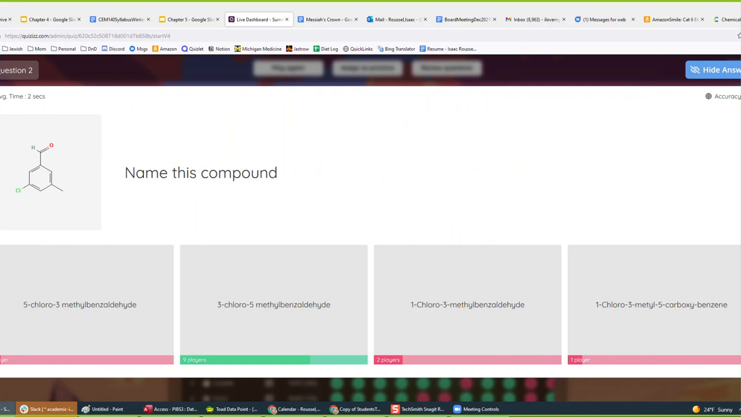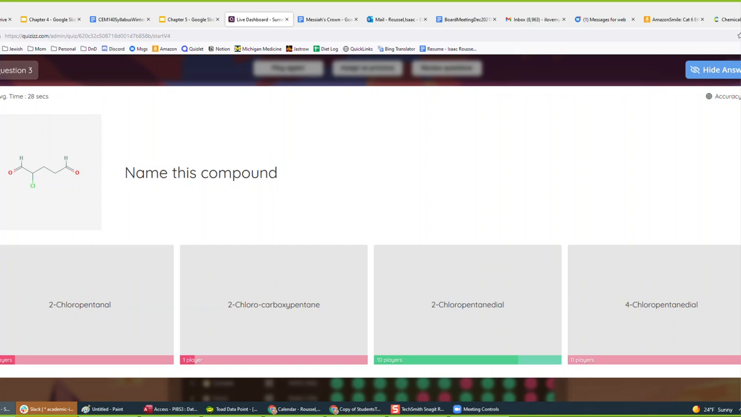Second question, name that compound. Most of you got it right. Your number 1 is always going to be on this aldehyde group. And it's a benzene ring, so it's a benzaldehyde. And then we're going to go 1, 2, 3, 4, 5. So 3-chloro-5-methylbenzaldehyde. Stop me if anybody has questions.